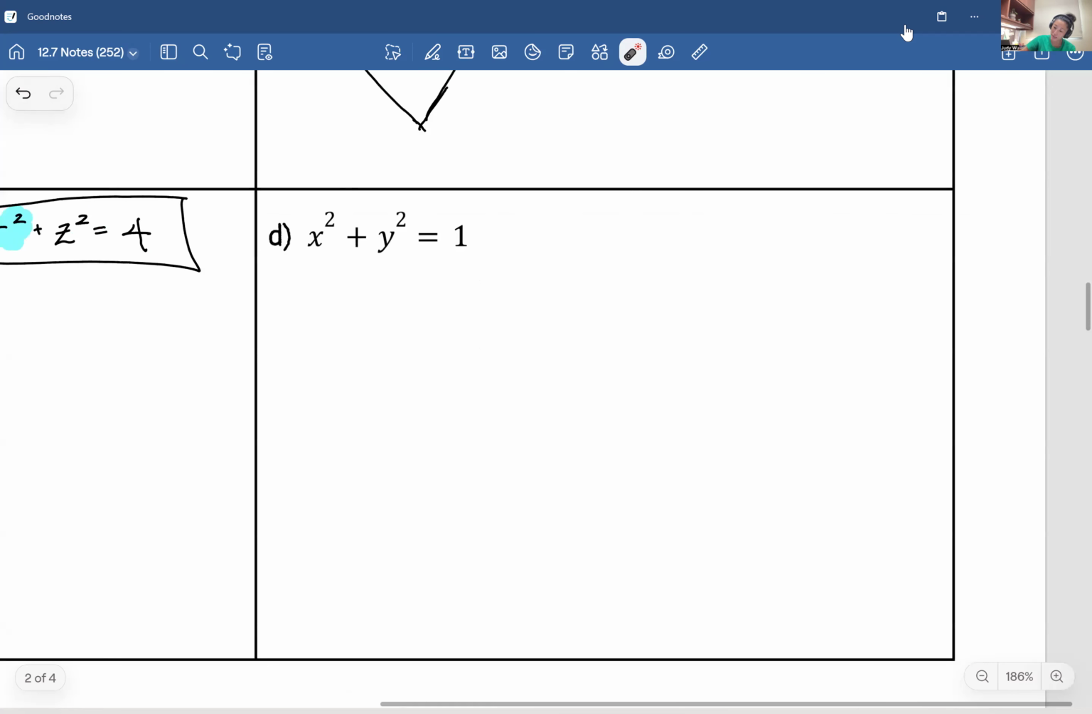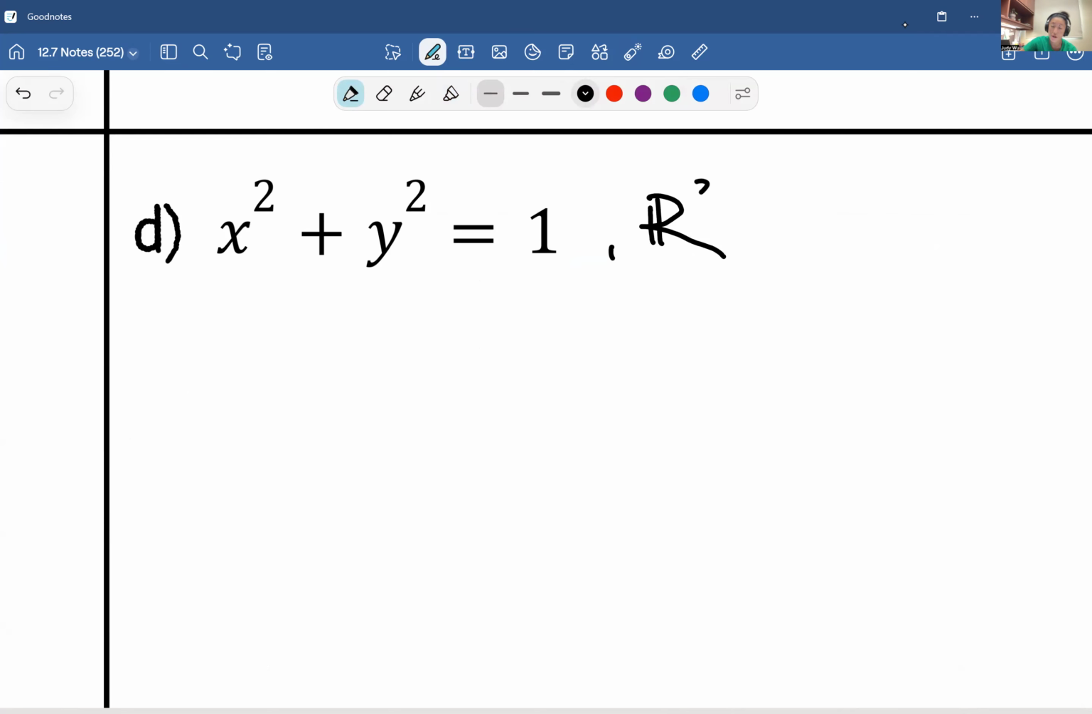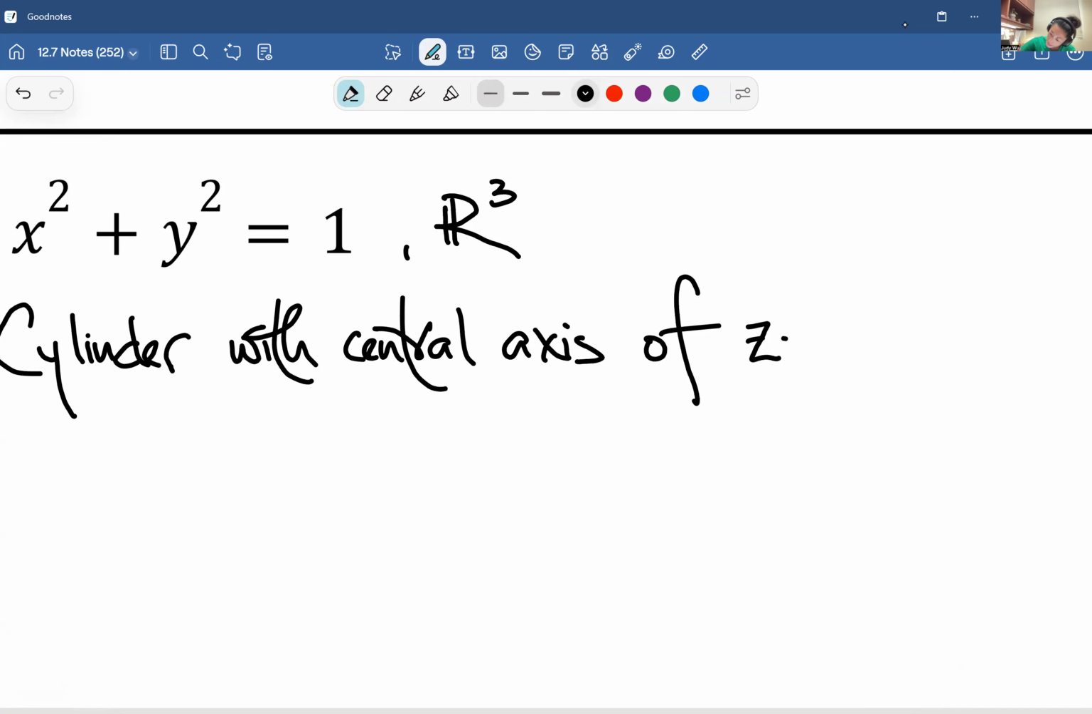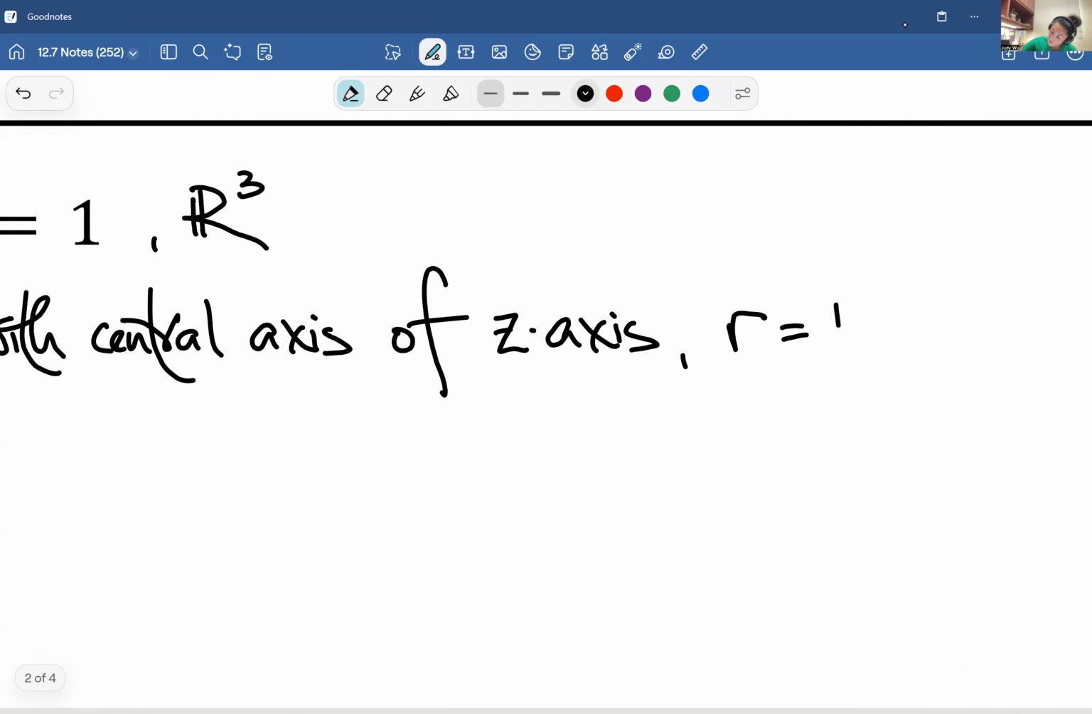All right, we got one last one over here. X squared plus y squared equals 1. Let's think about what this shape is in R3, okay? So we're in R3 for all of these. X squared plus y squared equals 1 is not the unit circle in R3, but rather it is a cylinder, right? So there's no z component, so we're taking the circle and we're stretching it in the z direction. So we have a cylinder with a central axis of the z-axis, right? And a radius of 1.